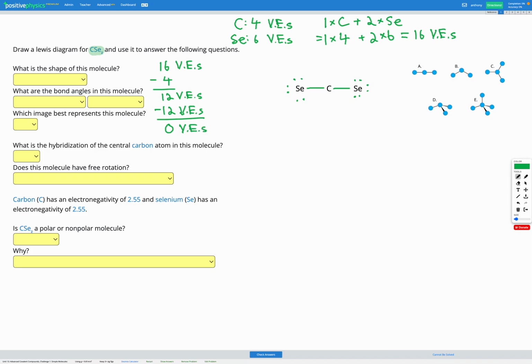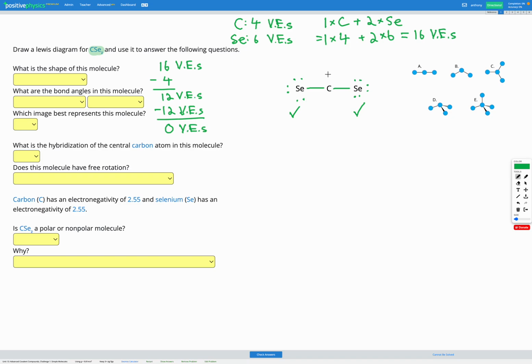My last step is to check that the octet rule is being followed for each of my atoms. So first, looking at this selenium atom here, I've got 1, 2, 3, 4, 5, 6 total electrons plus 2 electrons that are in the covalent bond. So that's a total of 8. So the selenium atom on the left is looking good. That's obeying the octet rule. The selenium atom on the right is exactly the same. We've got 6 electrons in lone pairs and 2 in a covalent bond. That's a total of 8. So this atom is also obeying the octet rule.